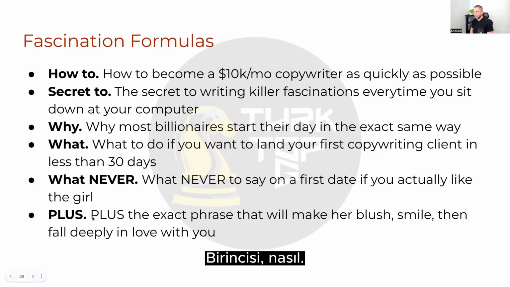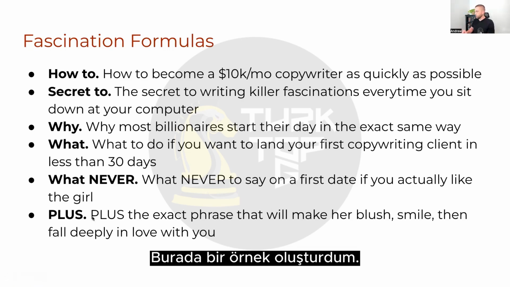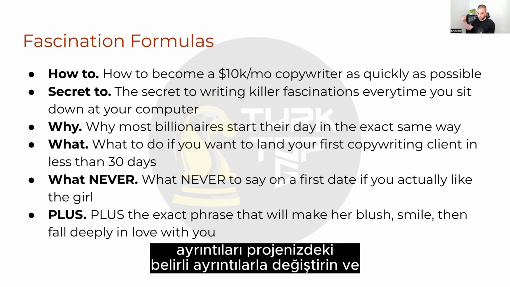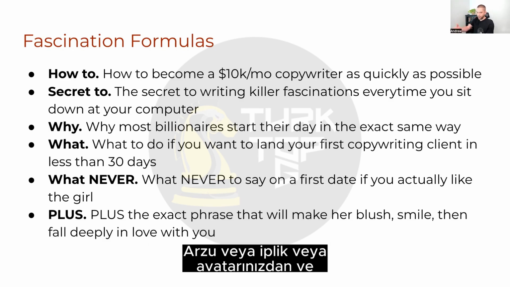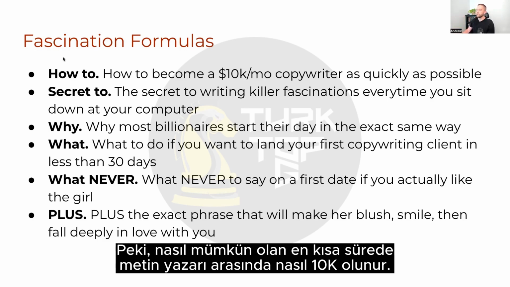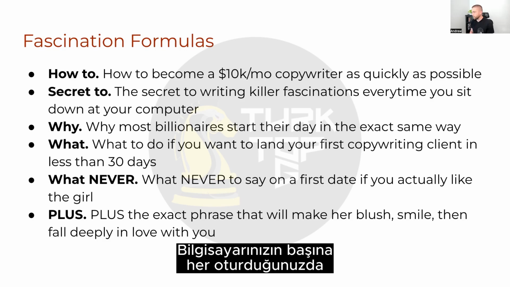First one, how to. I've created an example one here. So if you're going to write using a how-to, you would just swap out the specific details with the specific details from your project, and the desire or threat or whatever with the desire or threat from your avatar in your project, right? So how to become a 10K a month copywriter as quickly as possible. The secret to writing killer fascinations every time you sit down at your computer.